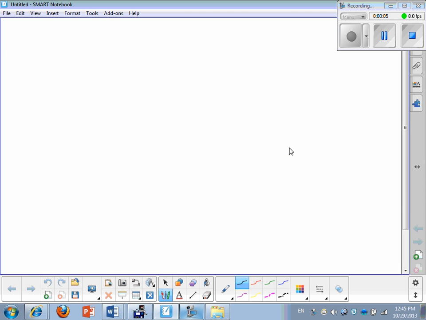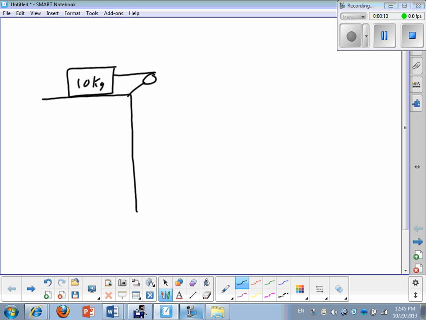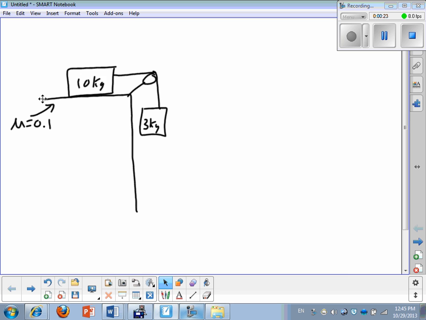All right. I'm going to try a Newton's question with a pulley. I have a 10 kilogram mass. Off the pulley is hanging a 3 kilogram mass. The coefficient of friction between the table and the object is 0.1.